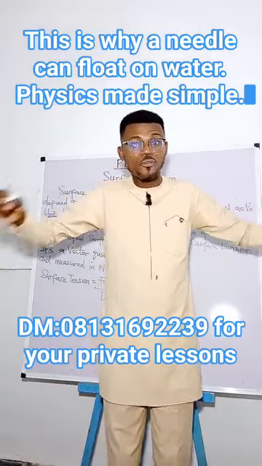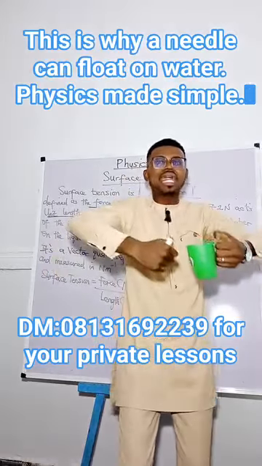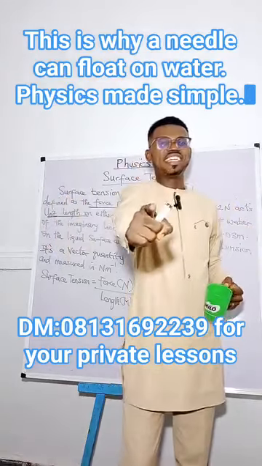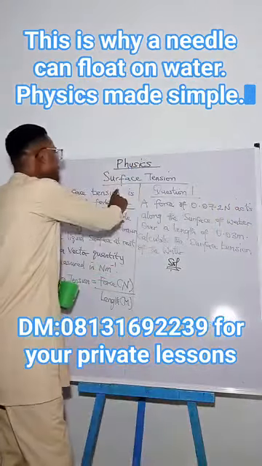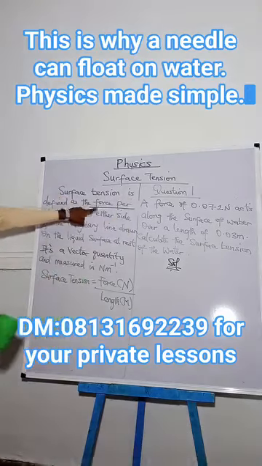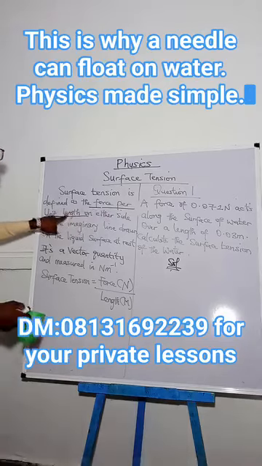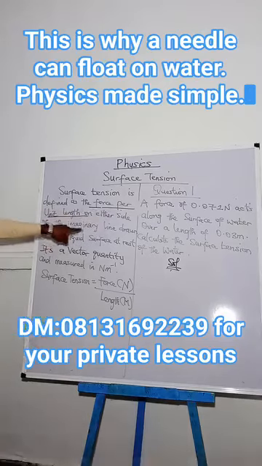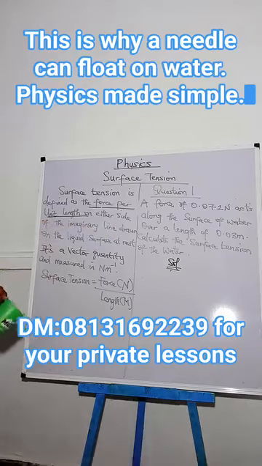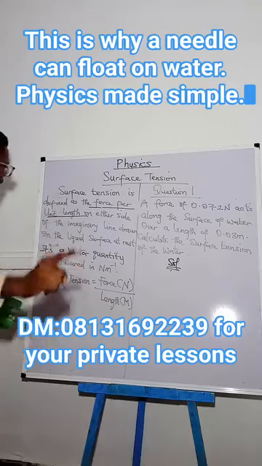Now, that force that causes the surface of the water to act like a tightly stretched skin is what we are looking at today. It is called surface tension. Surface tension is defined as the force per unit length on either side of the imaginary line drawn on the liquid surface at rest. So the force per unit length is the surface tension.